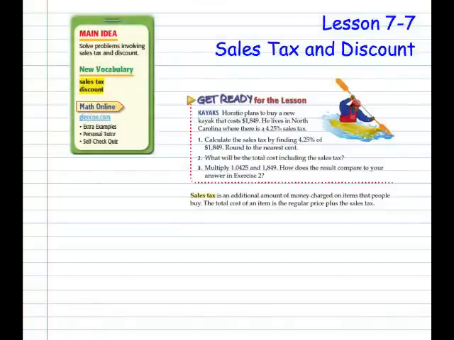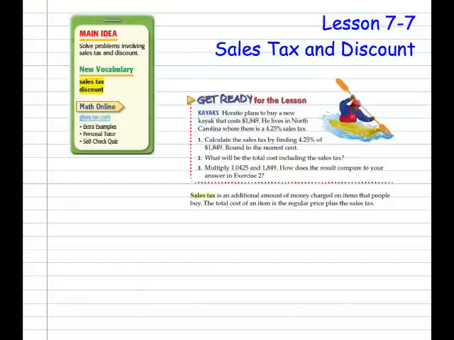This is lesson 7.7, sales tax and discount. Horatio plans to buy a new kayak that costs $1,849. He lives in North Carolina where there is a 4.25% sales tax. Calculate the sales tax by finding 4.25% of $1,849, round to the nearest cent.